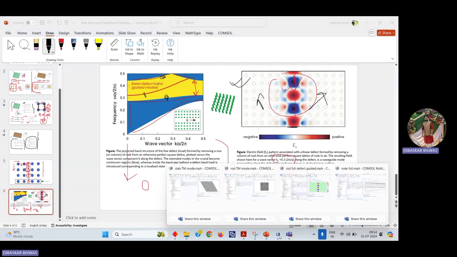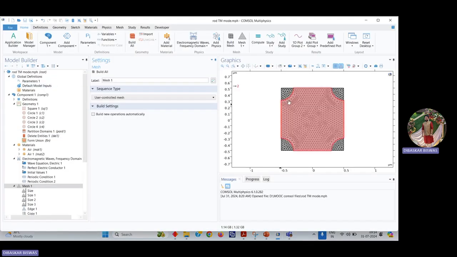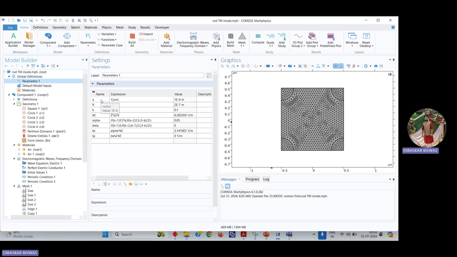We shall go to the console here, and first see the band diagram. For this dielectric rod structure, you go to the parameters and define a as 1 micrometer, r as 0.2. You define the scalar k as 0.1; you can take any value. Define k0 as 2 pi by a, and then give the conditions for alpha and beta, with kx as alpha into k naught and ky as beta into k naught.